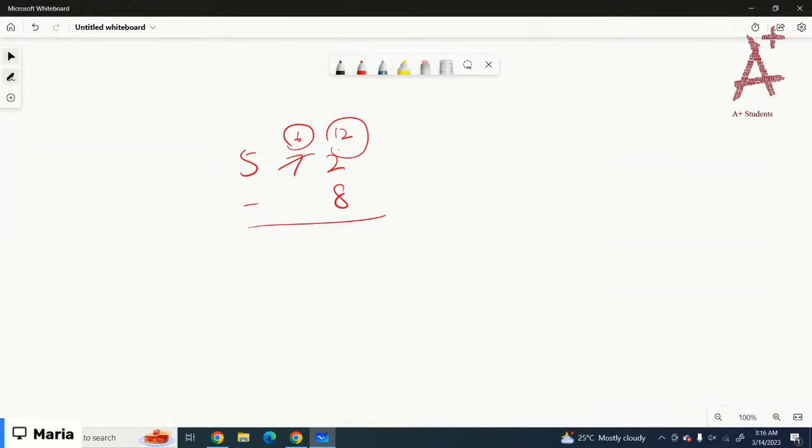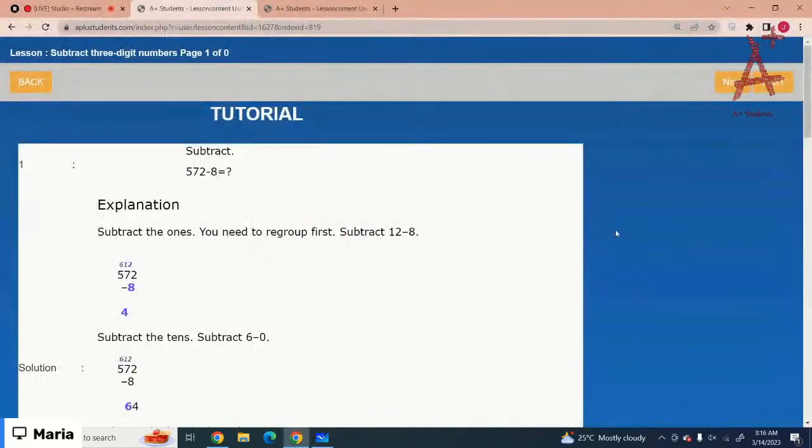You have 7, but you borrowed 1, so you are left with 6 here and it makes the digit 12. Got it? So now you can subtract 8 out of 12. So 12 minus 8 is 4. Here you have 6 and here you have 5. That means 572 take away 8 equals 564. Got it? So the correct option is 564.